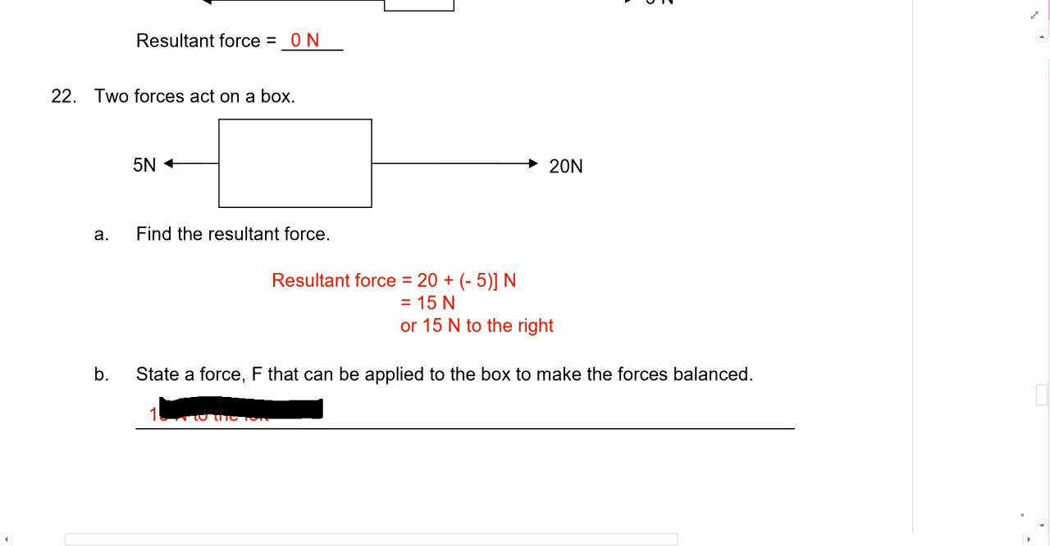Did you say frictional force? Okay, maybe it is not phrased very well. State the magnitude of a force that can be applied to the box to make it balanced. Magnitude. Tell me about the magnitude. 15 newtons. Okay. What direction now? To the left. 15 newtons to the left.